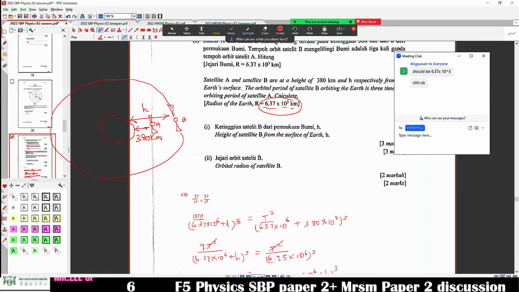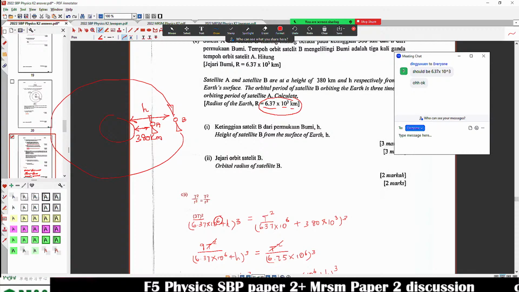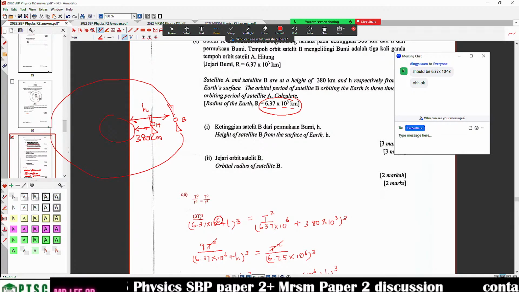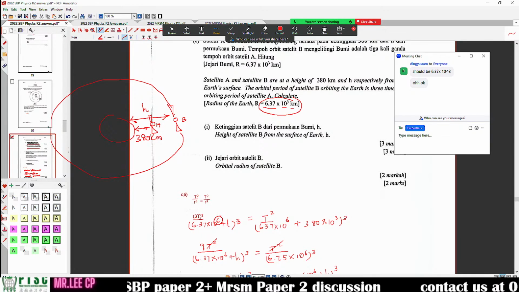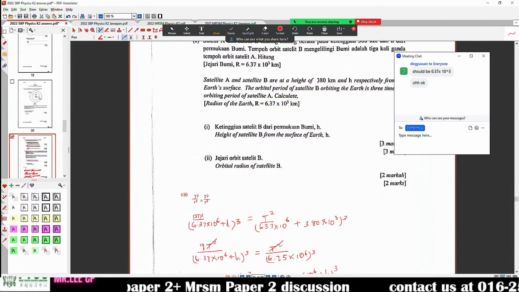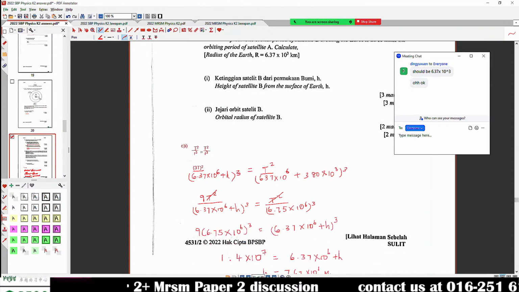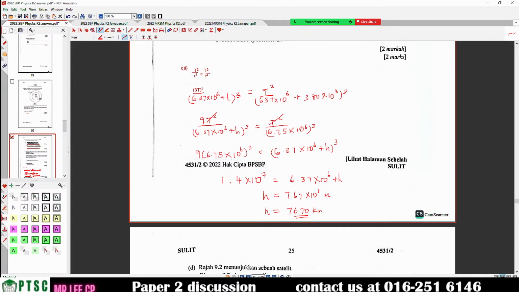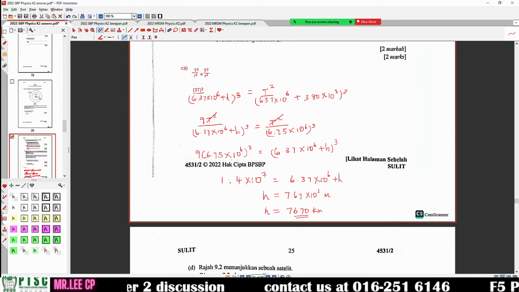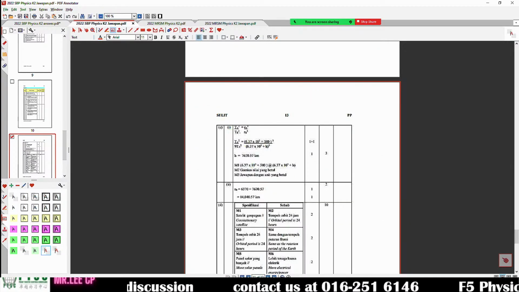I change it to 6 because I want it in meter. If you don't change it, it will be in km. Both will be okay. So I change it to meter, then lastly, I change it back to km.